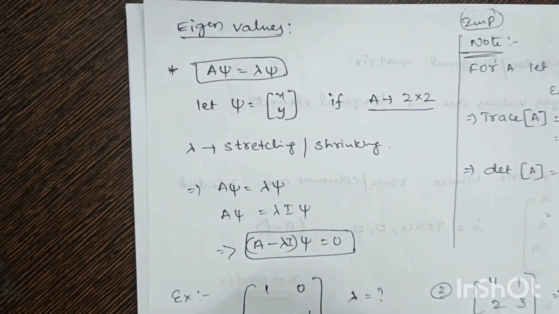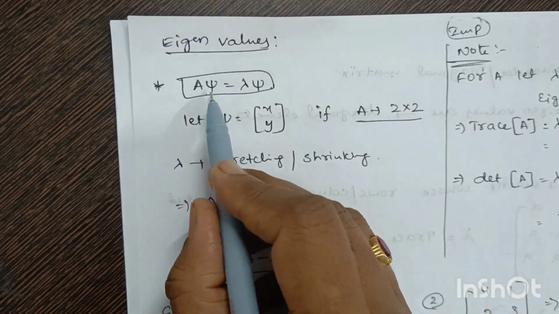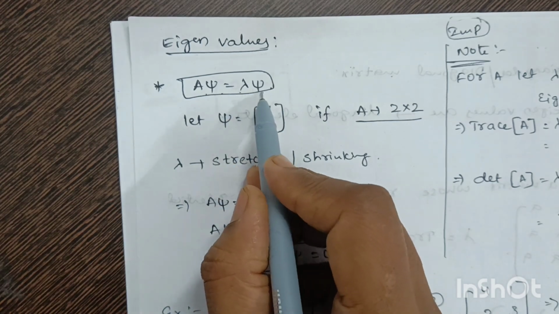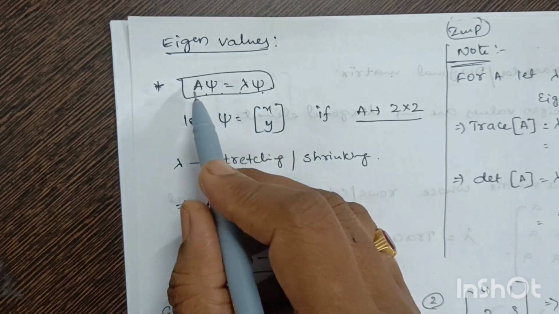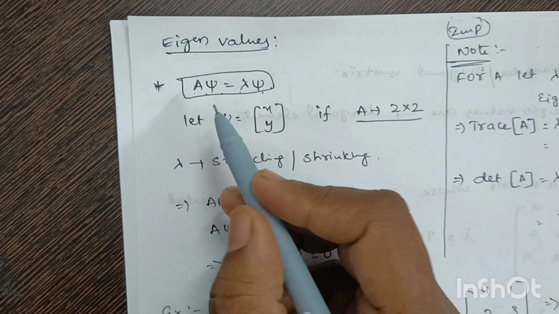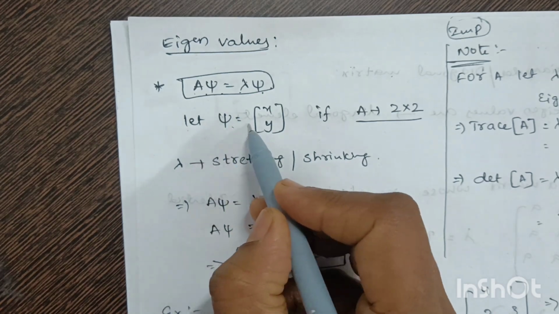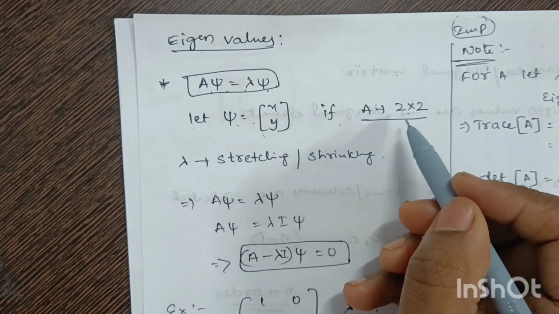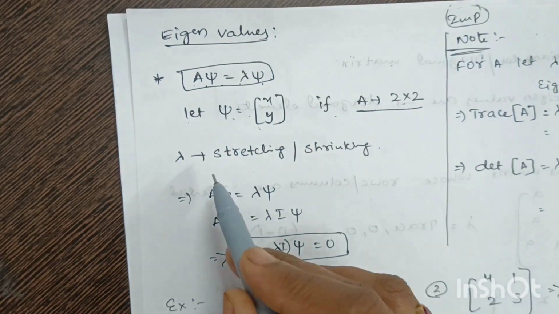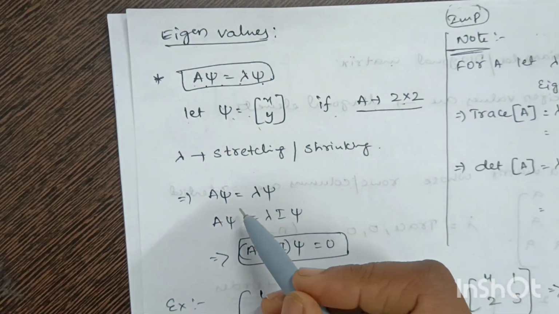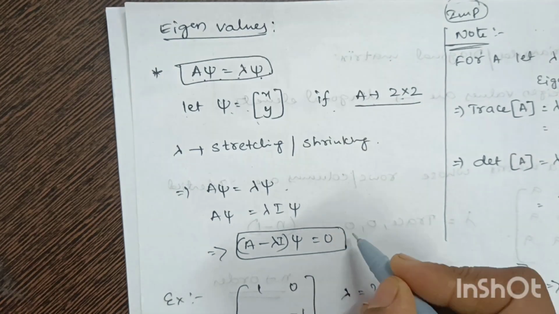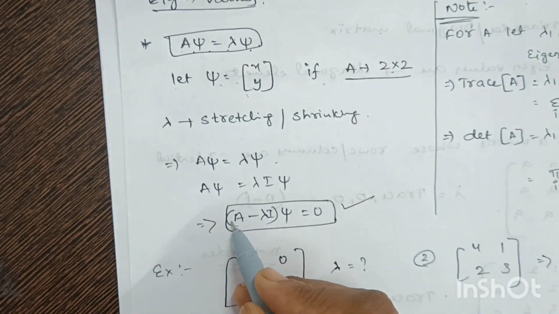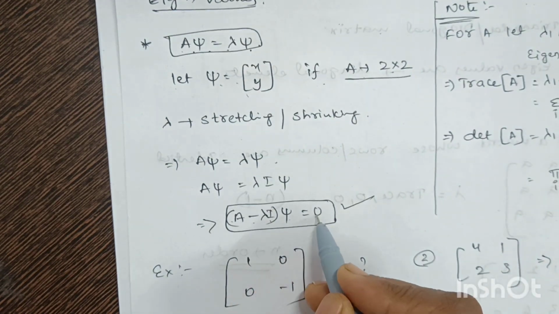So for finding eigenvalues, the eigenvalue equation is A psi equals lambda psi. Here lambda is the eigenvalue, A is the matrix, and psi is a function, where psi is (x, y) if A is 2 by 2 and (x, y, z) if A is 3 by 3 matrix. Lambda is the stretching or shrinking factor, and there is one more equation: (A minus lambda I) times psi is equal to 0.